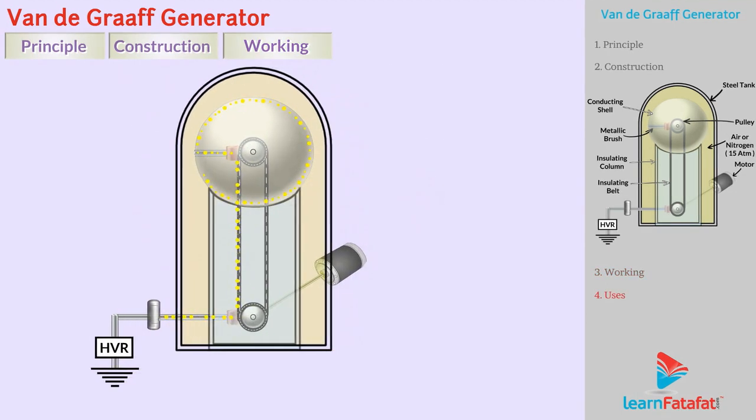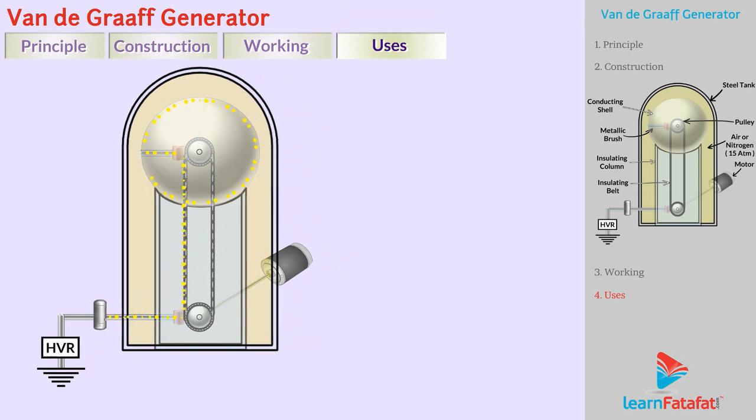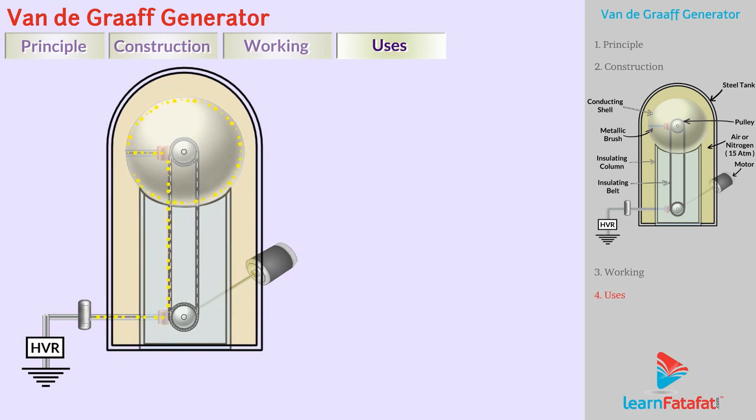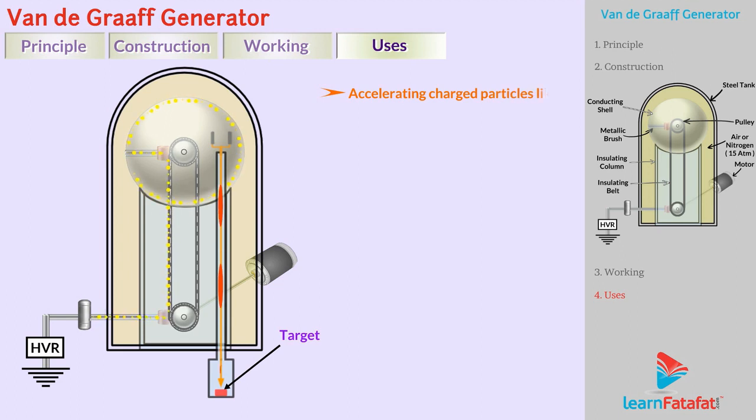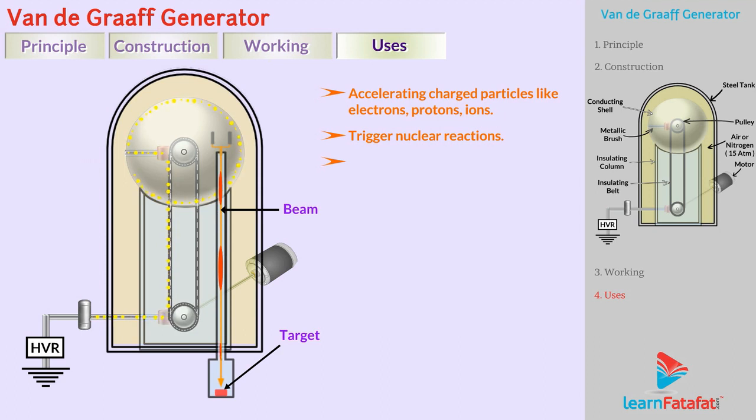Now we will see some uses of the Van de Graaff generator. Very high potential difference is used for accelerating charged particles like electrons, protons and ions. A continuous beam of accelerated charged particles can be used to trigger nuclear reactions. The beam is used to break atoms during experiments. Such beams are used to treat cancer. So dear students, that's all about the Van de Graaff generator.